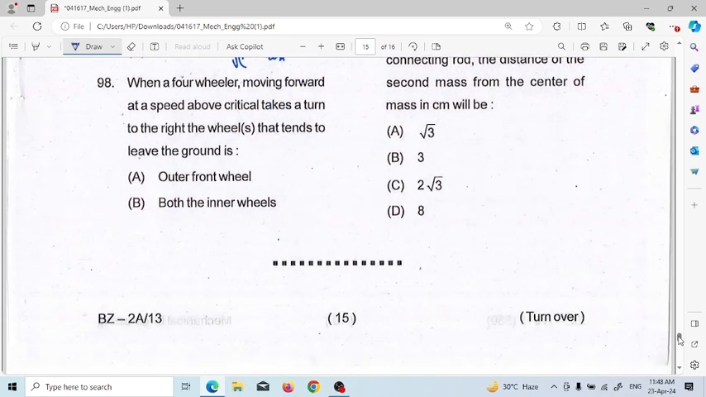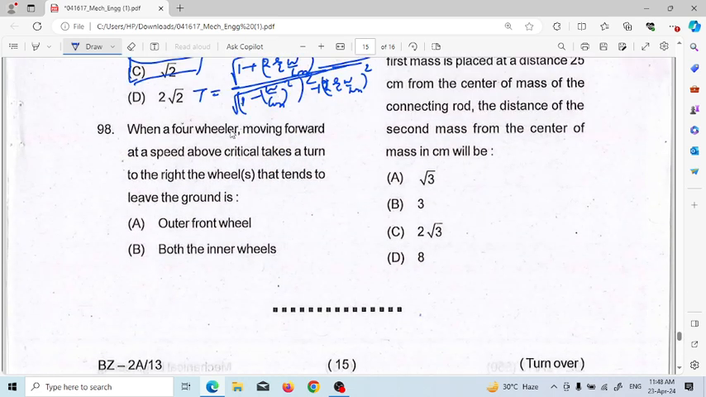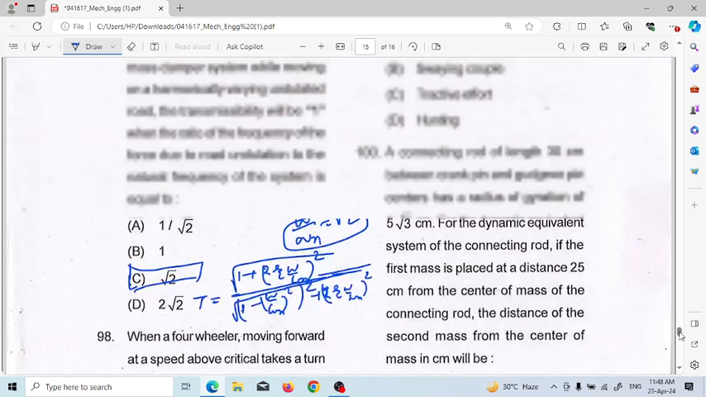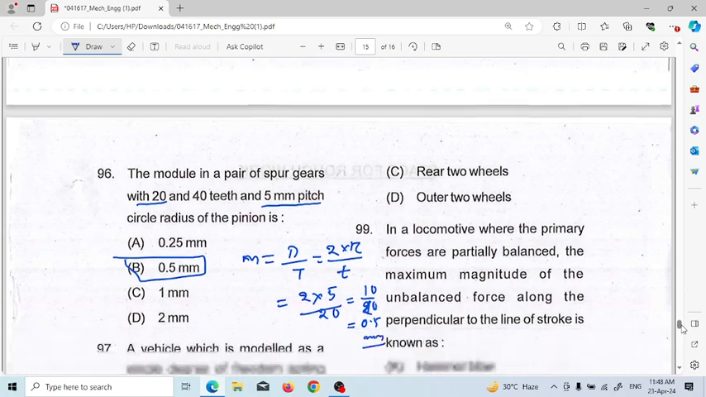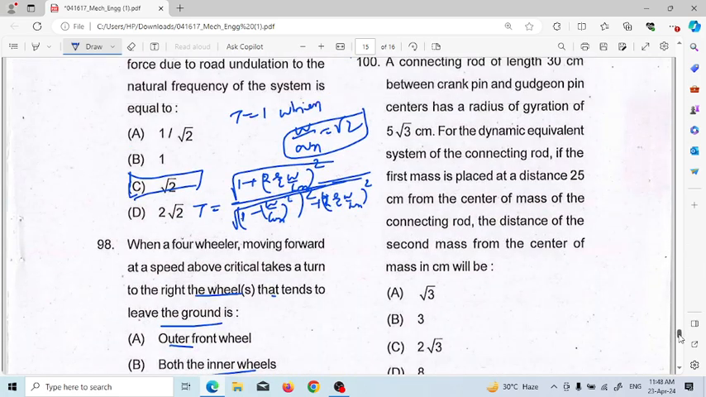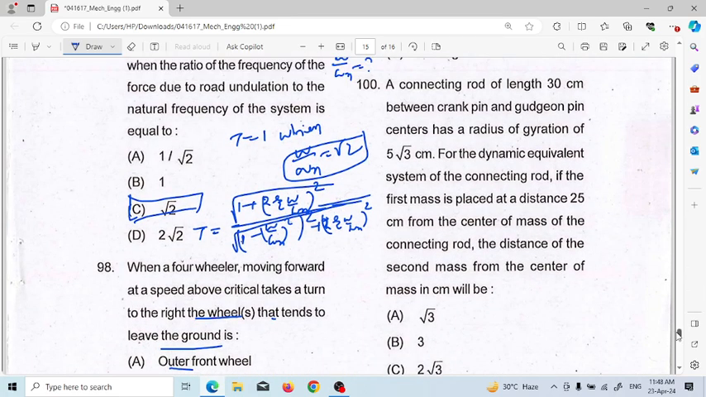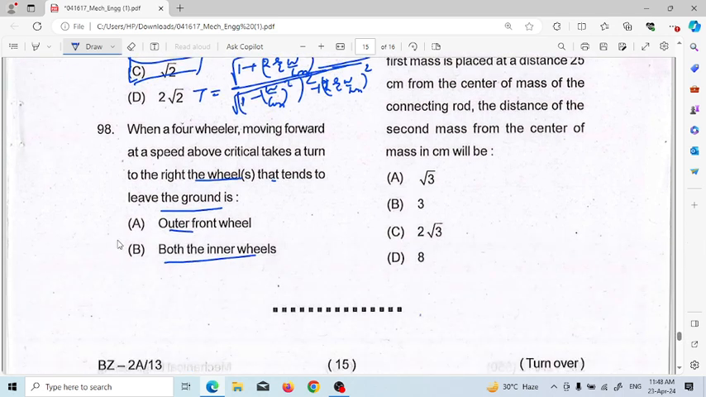Next, question number 98. When a four-wheeler moving forward at a speed above the critical takes a turn to the right, the wheels that tend to leave the ground are: outer front wheel, both inner wheels, and option C, rear two wheels, outer two wheels. So the answer will be both inner wheels. When taking a right turn, the wheels that tend to leave the ground will be the inner wheels.